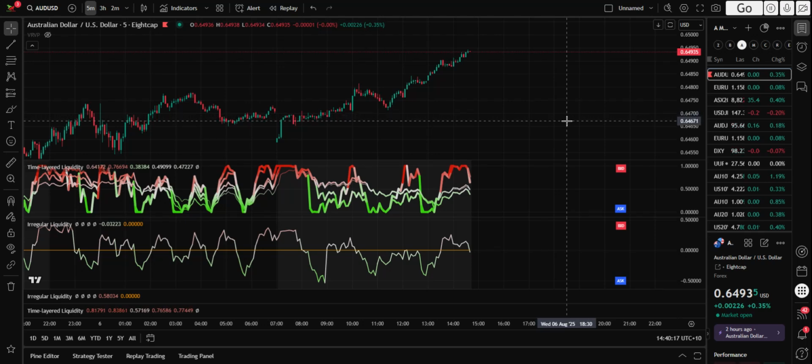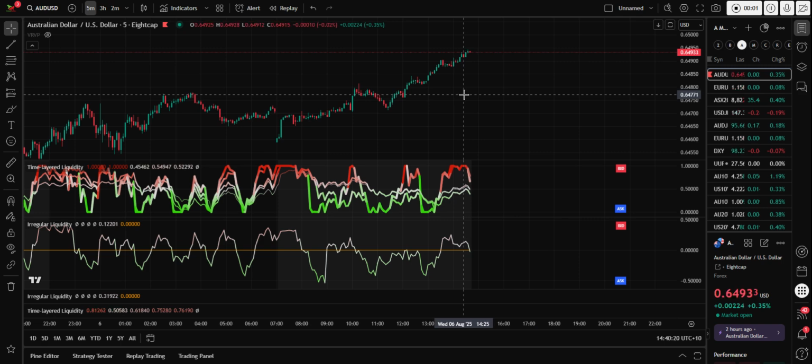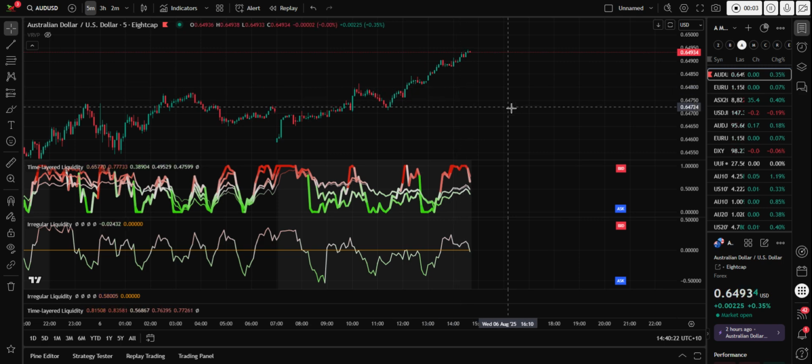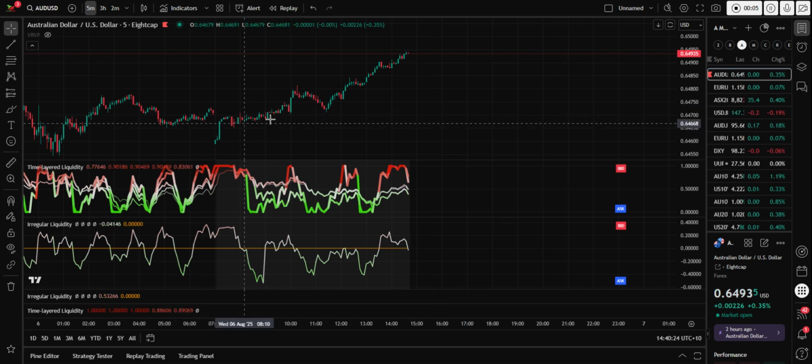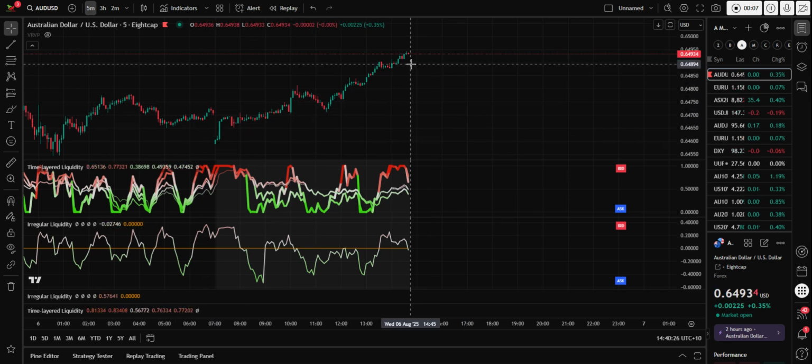Hi, just looking at the Australian dollar here on Wednesday the 6th. Just been looking at the trade since the open, which has been pretty straight up, as we've seen dollars come out of the Dixie, out of the USD, and our pair has been rising.